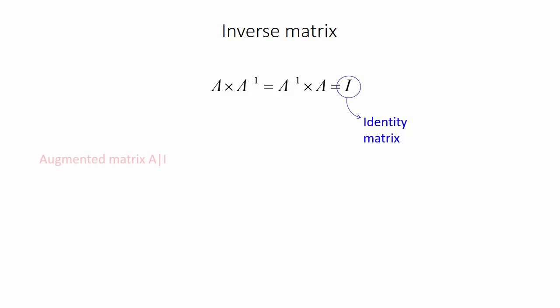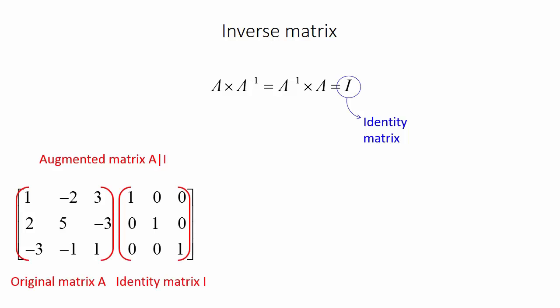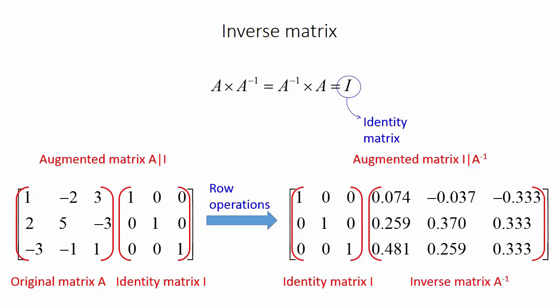We can start this way by forming an augmented matrix. Basically, we just put the original matrix A and its corresponding identity matrix I side by side, and then we start to perform matrix row operations until the very left side is the identity matrix I, and then the right side is the inverse matrix A^-1.